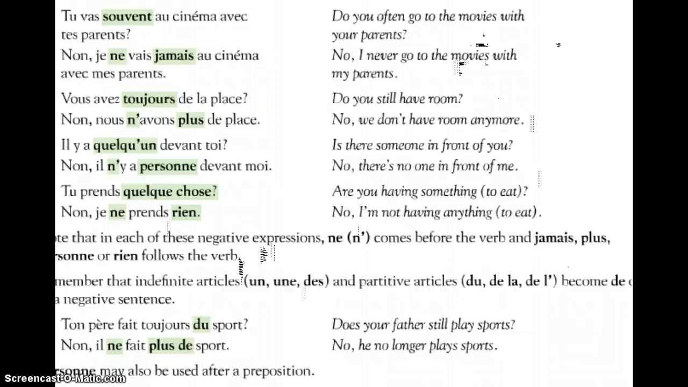Note that in each of these negative sentences, ne comes before the verb and jamais, plus, personne, and rien follow the verb. Remember that un, une, and des, and partitive articles like du, de la, des become de or d' apostrophe. Remember, it's the pas de rule. When un, une, and des become negative, it goes pas de. Ton père fait toujours du sport? Does your father still play sports? Non, il ne fait plus de sport.